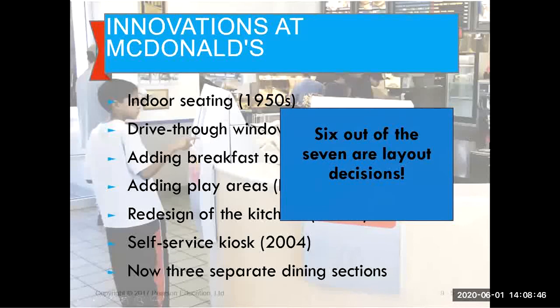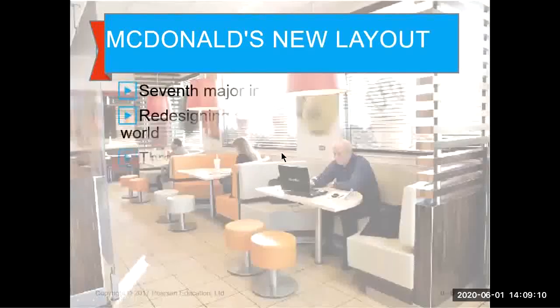So this is 7 innovations. Out of 7, 6 of these are layout decisions: the indoor setting, drive-through, adding the play areas, redesigning the kitchens, adding the self-service kiosk, and having 3 separate dining sections. This is all about the layout decision.